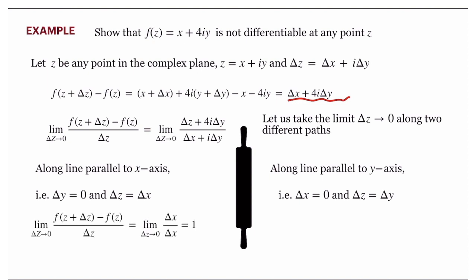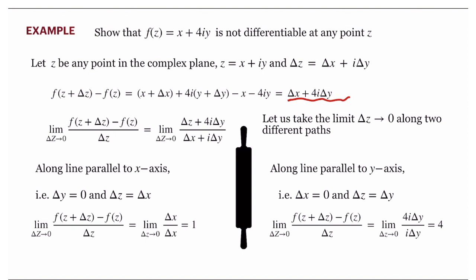Now we take the limit delta z going to 0. For the path parallel to the x-axis we get delta x by delta x, which is 1. For the imaginary axis we get 4i delta y by i delta y. Because it is coming along the imaginary axis, this gives the result 4. So this limit doesn't really exist because it takes a different value for two different paths. So this function is not differentiable.